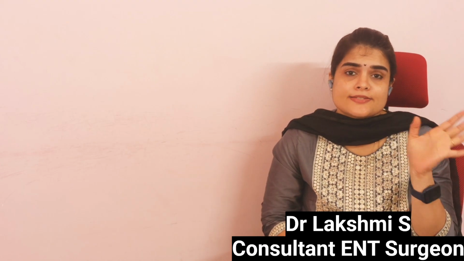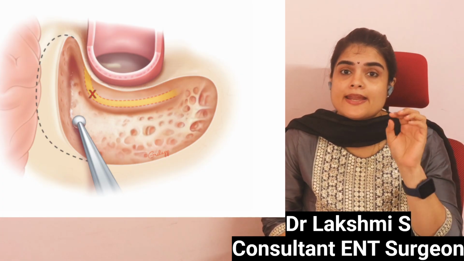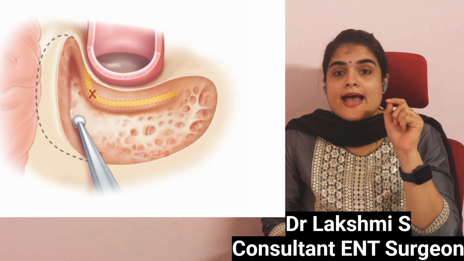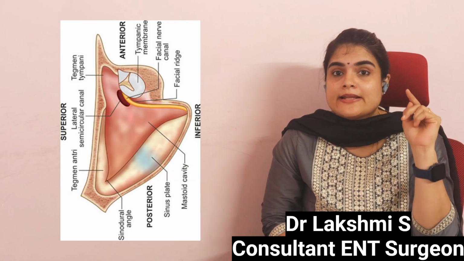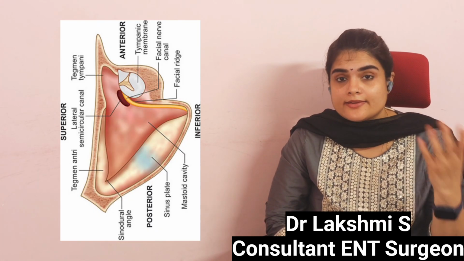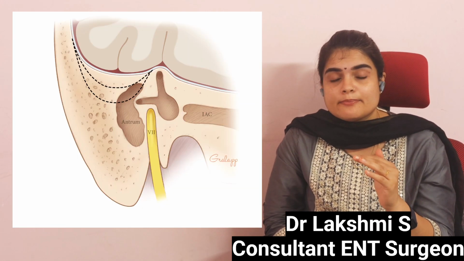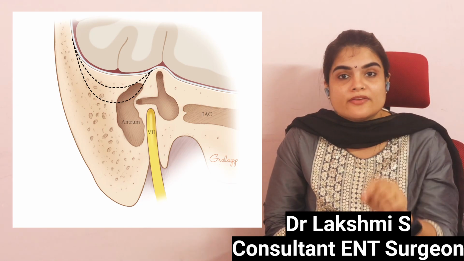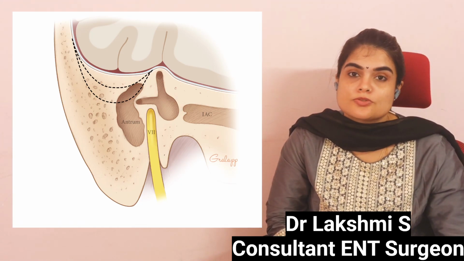So the tip is to identify the tegmen, and you can easily identify the plane. Identification of the tegmen also helps you identify the location of the antrum. Failure to locate the tegmen, or an overhanging tegmen, means you will be drilling more inferiorly, and there is a chance of injury to the facial nerve.